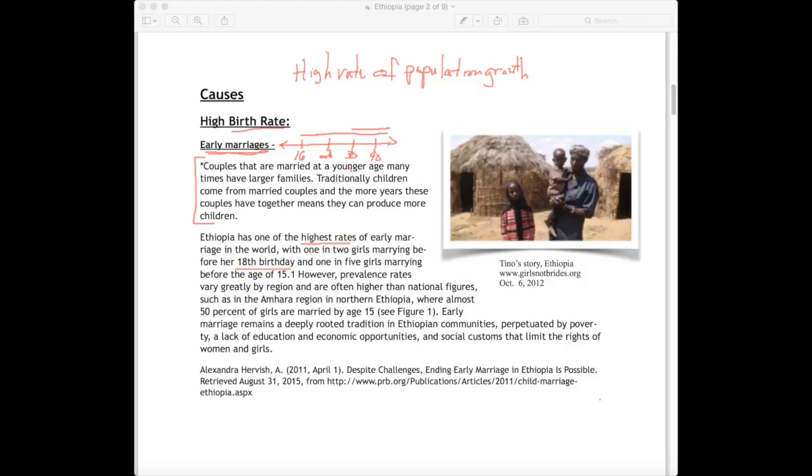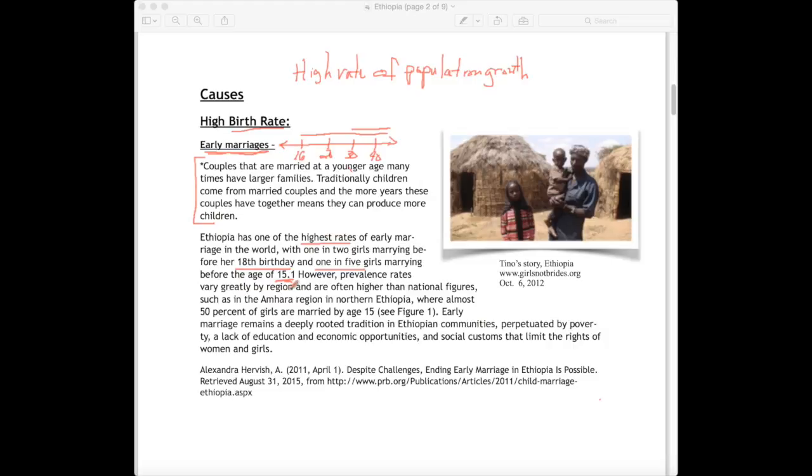So in Form 3, most of the girls in our class would be married by this time. At least half of you would be married. A little bit scary to think about, but this is something that is a tradition in Ethiopia. 1 in 5 girls is getting married by the age of 15, right? 15.1 years old. So that's an average age for some girls.